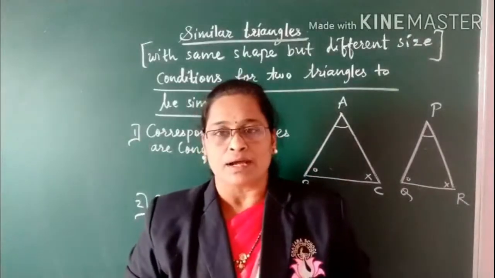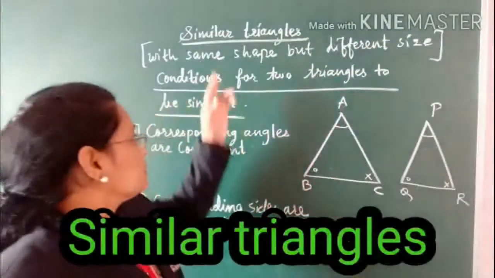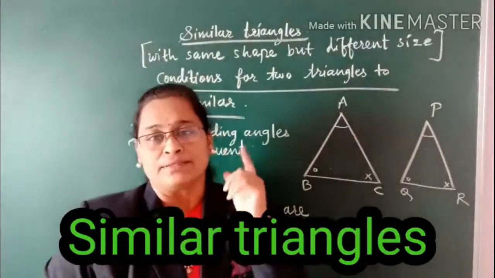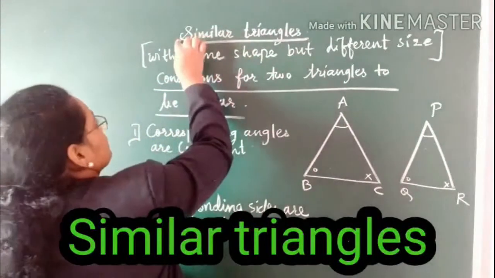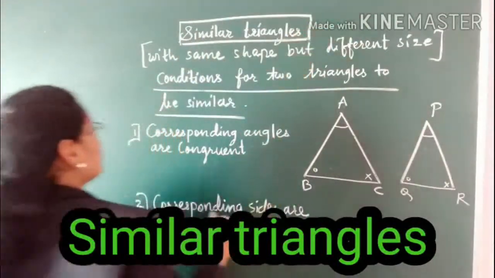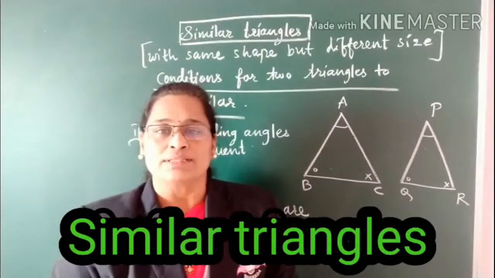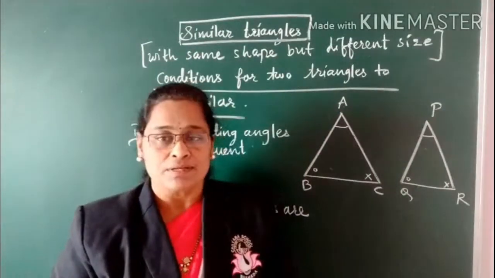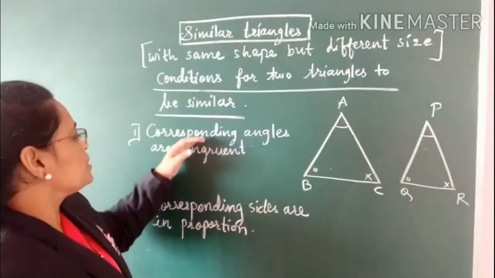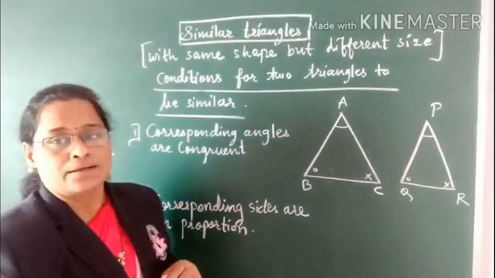Let's learn about the last topic of this chapter, triangles, that is similar triangles. We have learned about the congruent triangles and now this is the concept for similar triangle. Now what is meant by similar triangles? Triangles which are same shape but different sizes, they are called as similar triangles. Then what are the conditions for similarity of the triangles? So here two conditions are there. One is there, that is the corresponding angles are congruent.